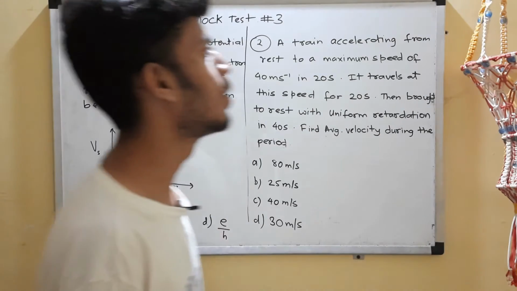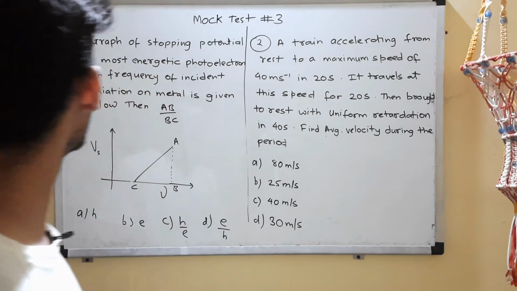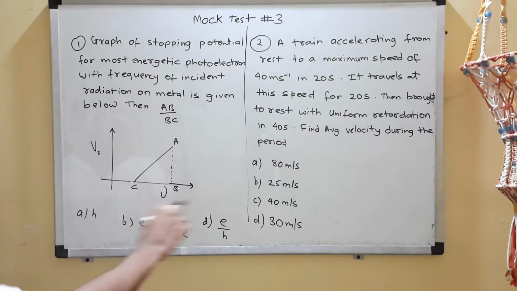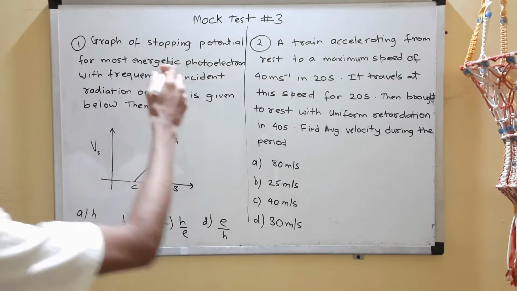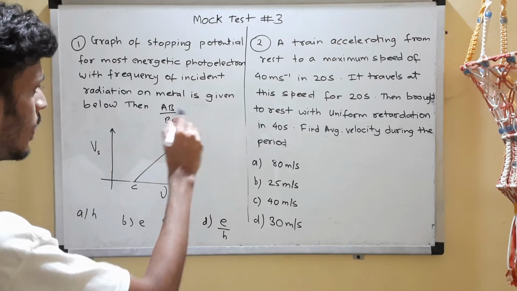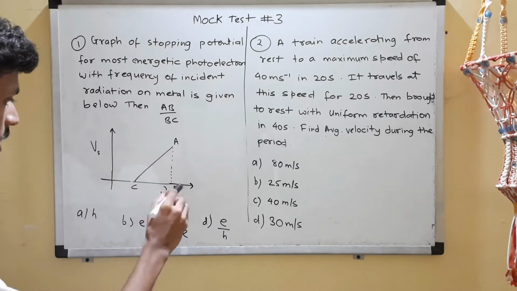So question 1 and 2 over here, let's get straight to it. In question 1, we are given the graph of stopping potential versus the frequency of incident radiation, as you can see. This is plotted for the most energetic photoelectron. You are supposed to tell the ratio AB by BC.